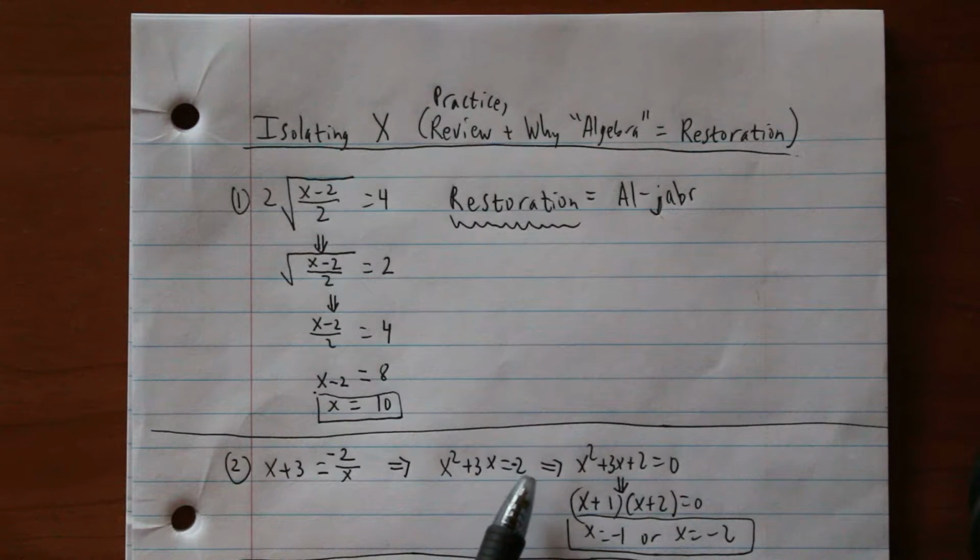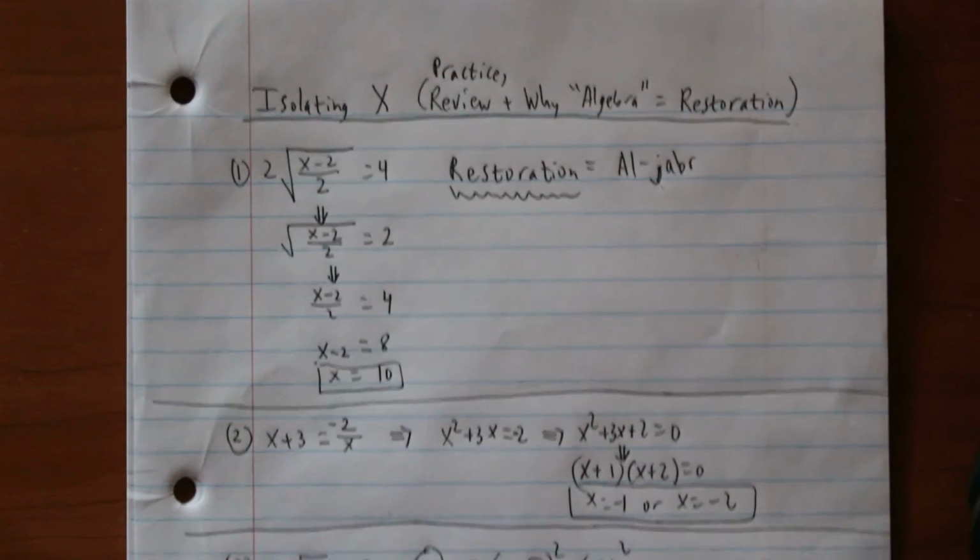So then we're going to move the negative 2 over, so we can get this quadratic equation, and then that factors nicely, hence why I designed that problem, into (x plus 1) times (x plus 2) equals 0, and x equals negative 1 from here, or x equals negative 2. So again, if you see an x on the bottom, your first instinct should be multiply everything by x.